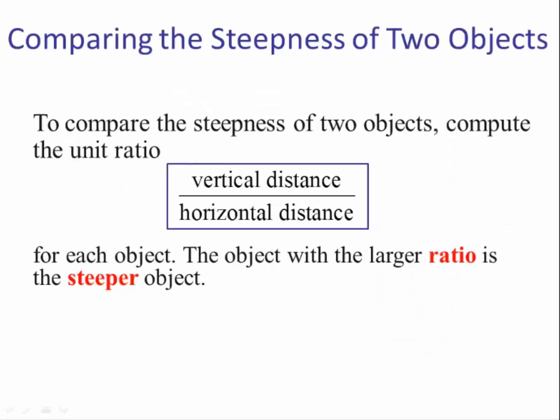So when we compare the steepness of two objects, we want to compare the vertical distance to the horizontal distance. And this is known as a ratio, a comparison of two things, and whichever object has the largest ratio will be the steeper object. Let's do an example.